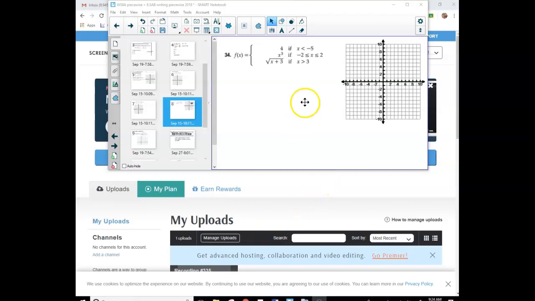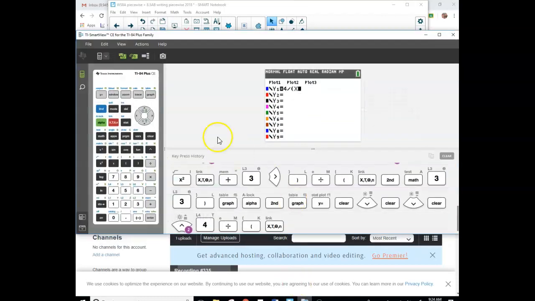So what I want to do is graph this piecewise function on our calculator. And we already kind of started that. So what I had the kids do is write the first piece of the piecewise function into y1. But then they're going to divide it by an entire expression that represents the domain restriction. So the domain restriction was x is less than -5.